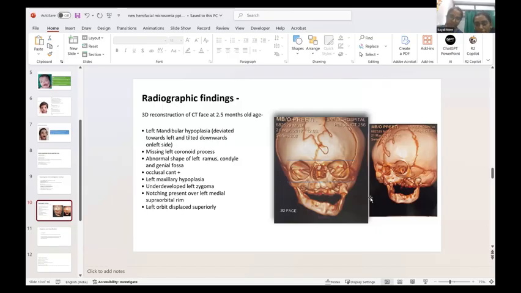Then for type 2A, there's agenesis. The coronoid is completely absent as in this patient. And even the glenoid fossa is absent, but there is a deformed condyle which can be seen, sir, and the ramus is also not completely formed.